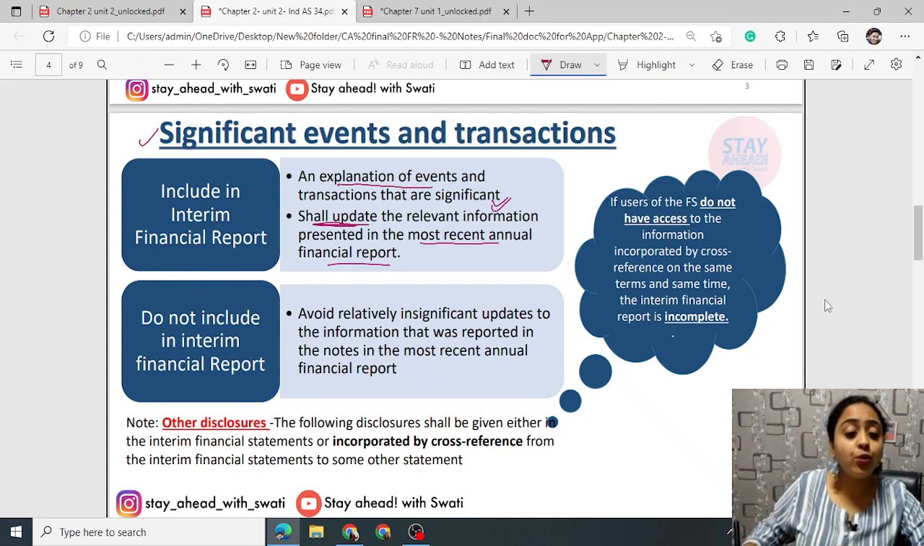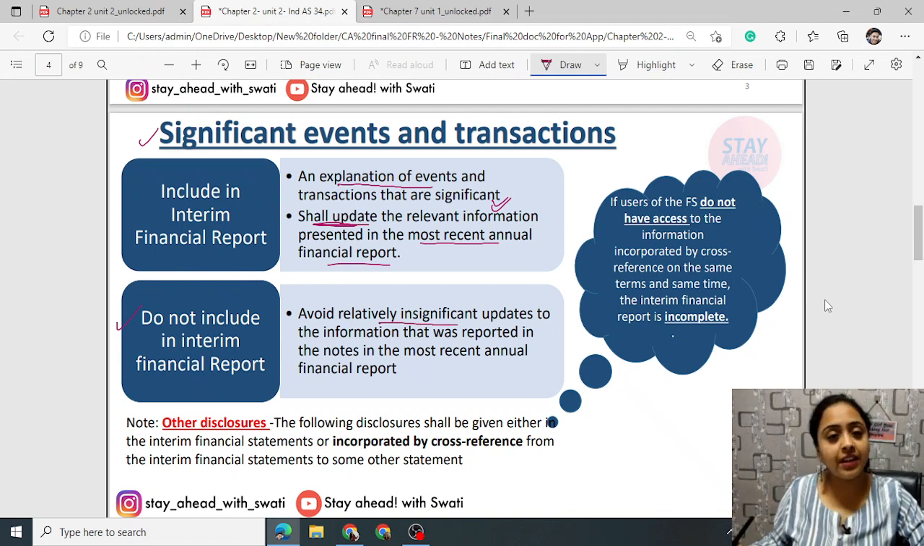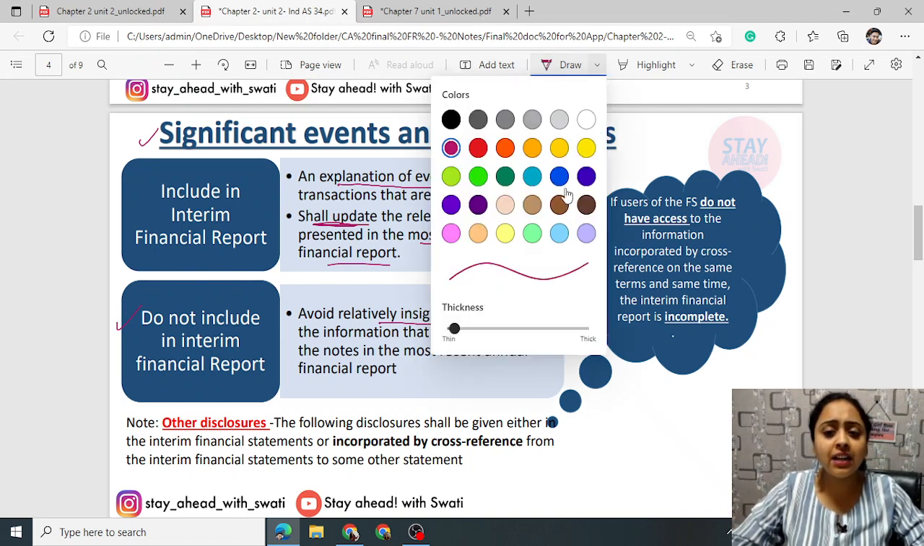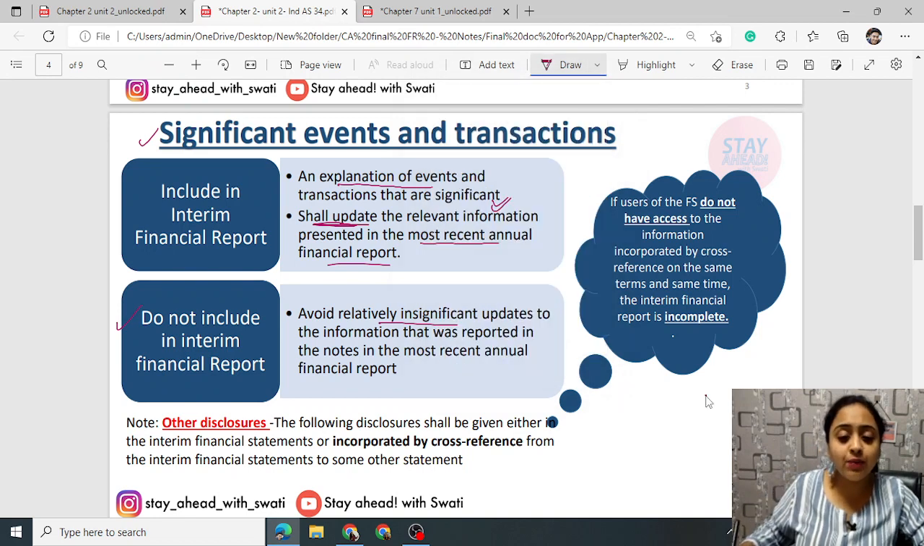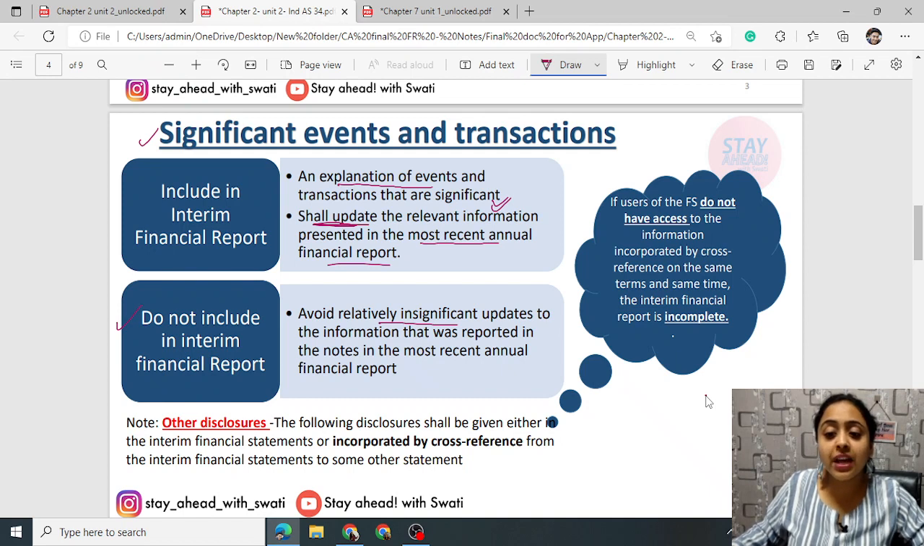Okay. Now, do not include in the interim financial report any relatively insignificant information, information that you think will not have much impact on disclosure. Then you can skip that information. If users of the financial statements do not have access to the information incorporated by cross reference on the same terms and at the same time, the interim financial report is incomplete.